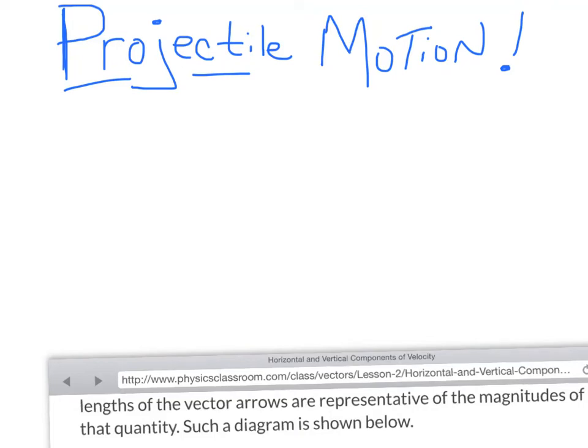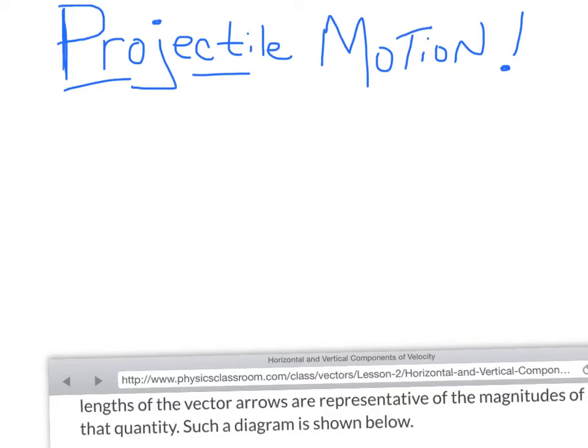Good morning, everyone, and welcome to projectile motion. Yesterday we talked a little bit about the components of projectile motion. Today what I'd like to do is go through a couple of examples and hopefully tie together what you did for homework last night and get you started on some problems. So make sure you have your journals out and let's take a look at some projectile motion.